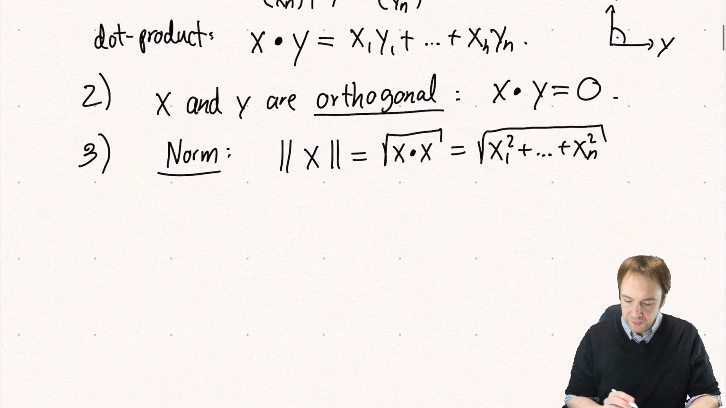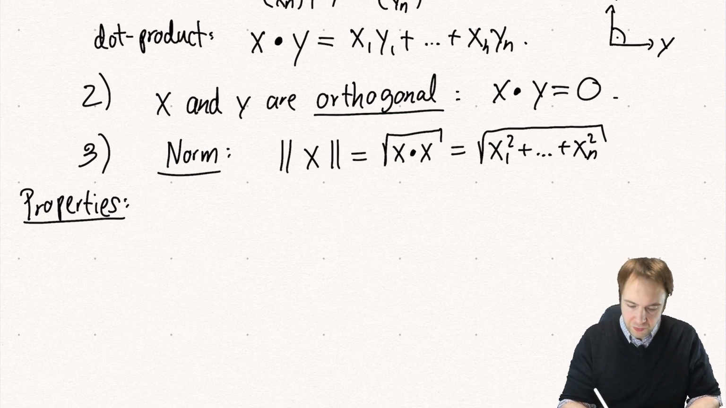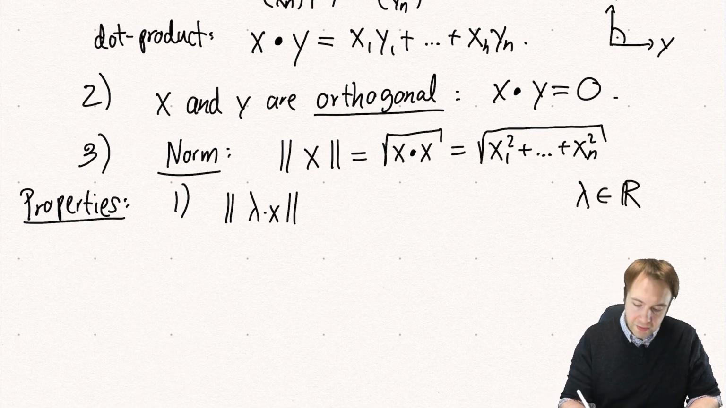And now some properties of these, which follow from the definition. So one property is that if I take the norm of lambda times x, where lambda is as always some real number, then I can put this lambda outside.